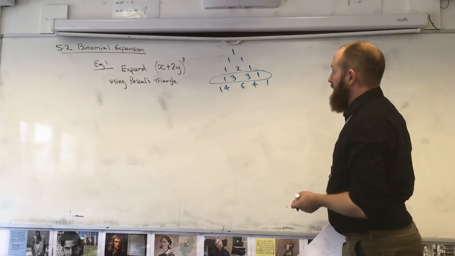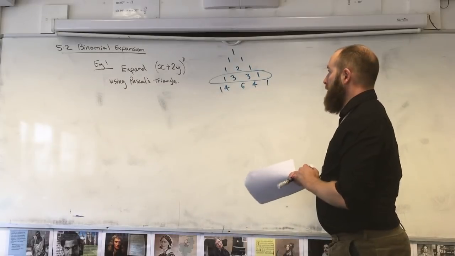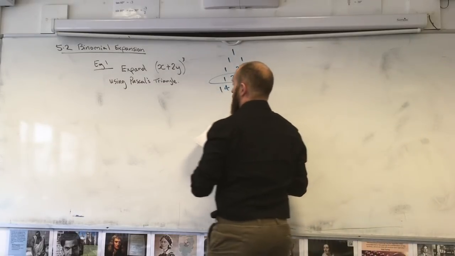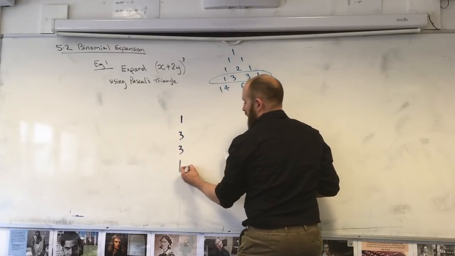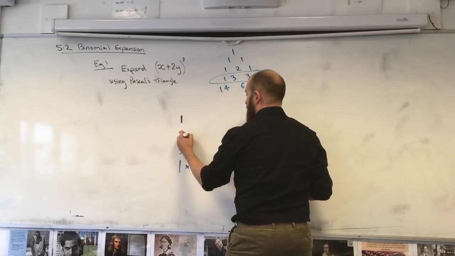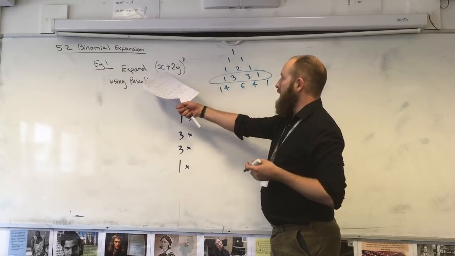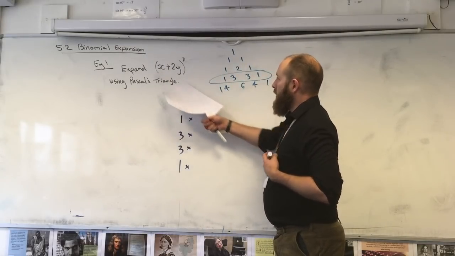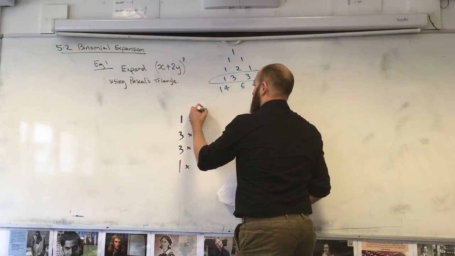When you expand something to the power 3, you're going to end up normally with 4 separate terms. So our first coefficient is going to be 1, then 3, then 3, then 1. And now let's imagine we had 3 in the same bracket next to each other. The first term would be x times the x times the x. We're going to get x cubed.